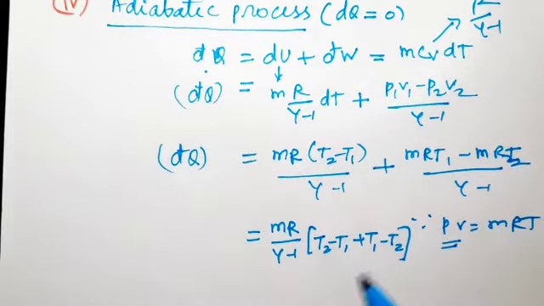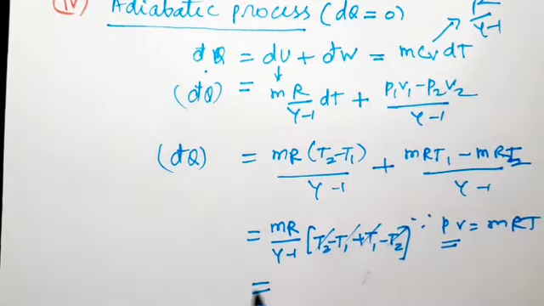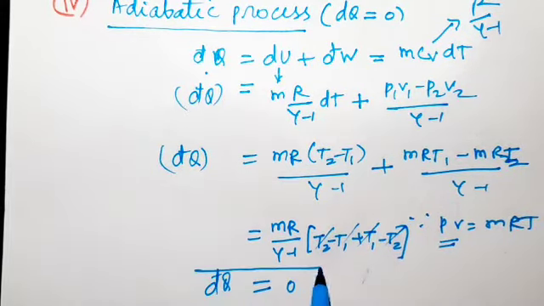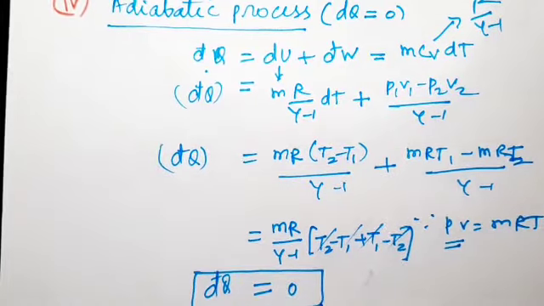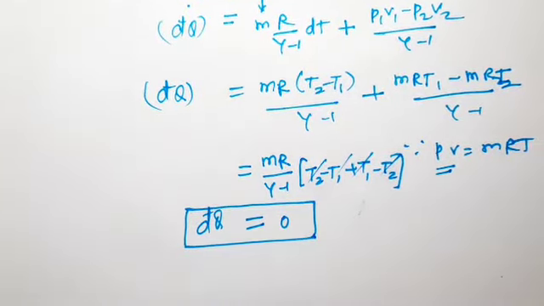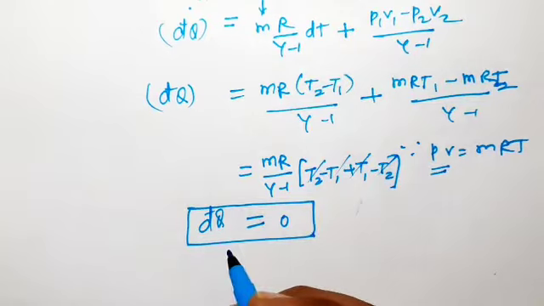Okay, so here this term is cancelled, this term is cancelled, that's why del Q is equal to 0. So in the case of adiabatic process, heat transfer will be 0.